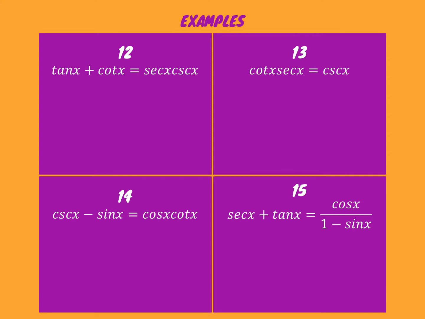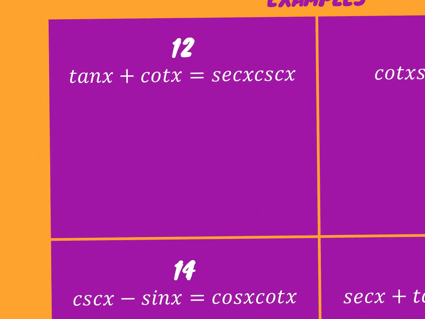All right, so let's take a look. You always try to look for the more complicated side. For this one, my more complicated side will be the left side because I have an addition sign there. So I'm going to change my tangent and my cotangent into sines and cosines. I'm going to use my quotient identity for tangent and change tangent into sine x over cosine x. And then the cotangent will be cosine x over sine x.